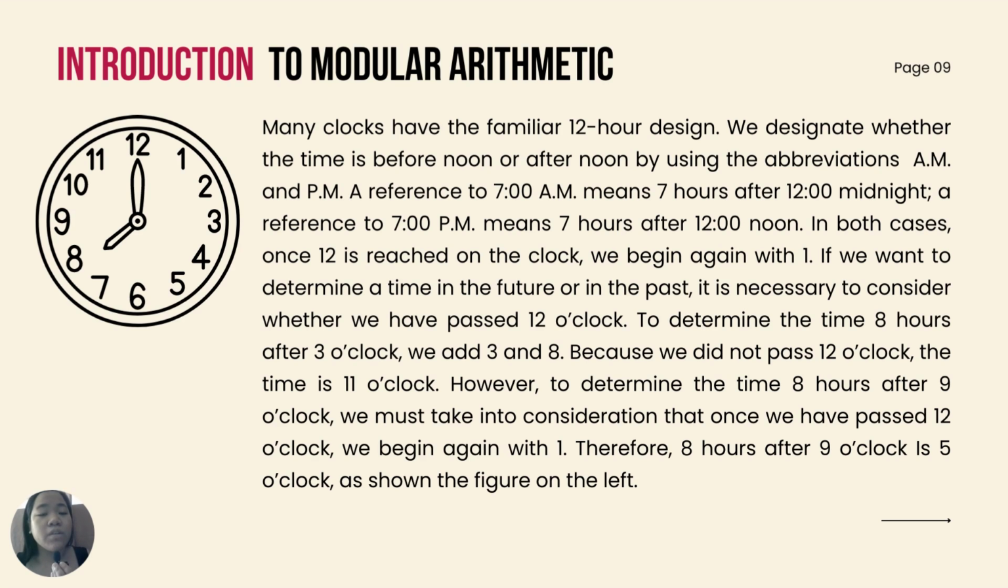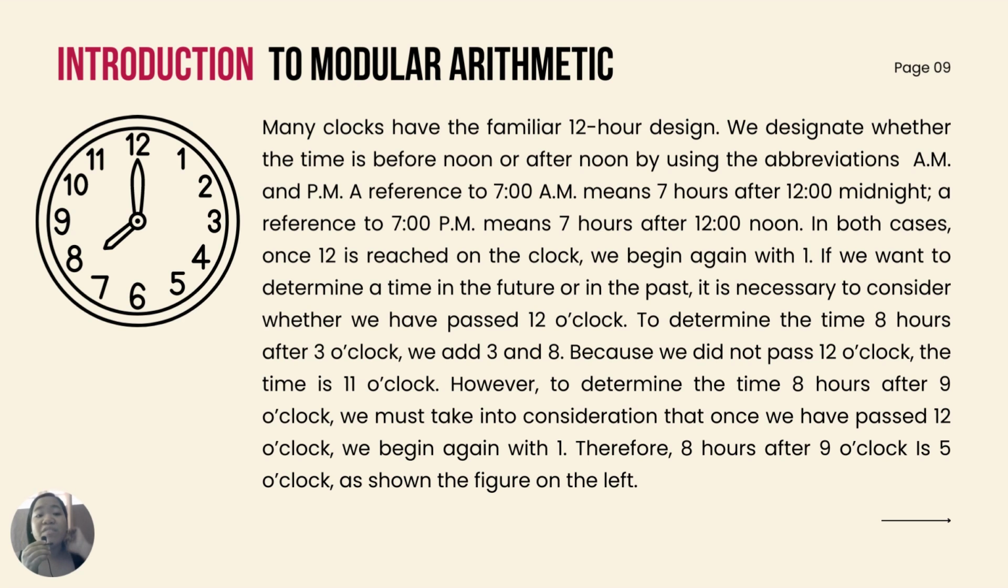Many clocks have the familiar 12-hour design. Here is an example clock, the figure on the left. It has a 12-hour design, so we designate whether the time is before noon or afternoon. Before noon is morning, and afternoon is followed by evening. We use the abbreviations AM and PM.